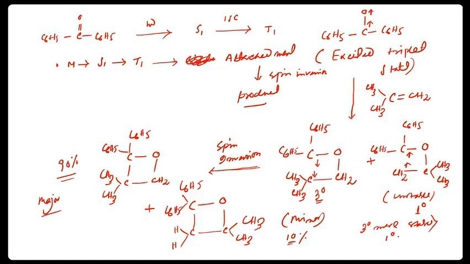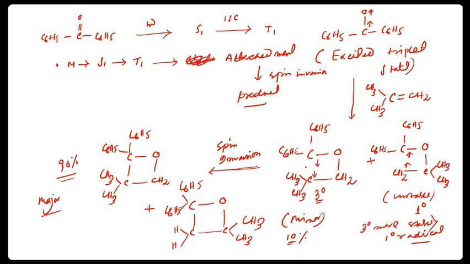Then 1 degree radical. That's why this is the proportion at which they yield. Along with these 4 points, the molecule undergoes excitation from singlet to triplet, then attachment, then spin inversion. Before that, it undergoes spin inversion. That's why it is not concerted. If this was concerted, there should be no time for spin inversion.